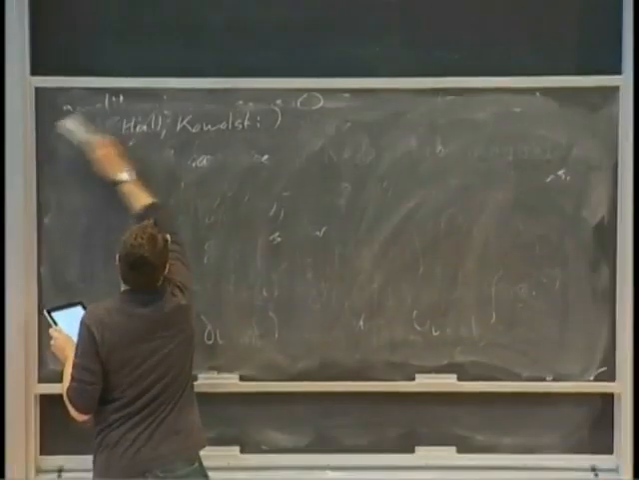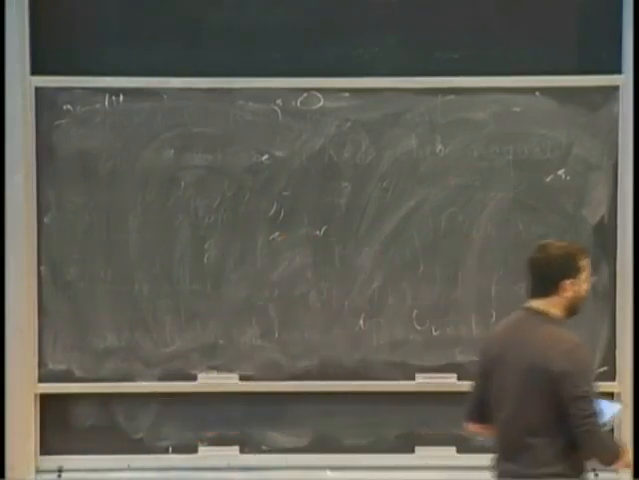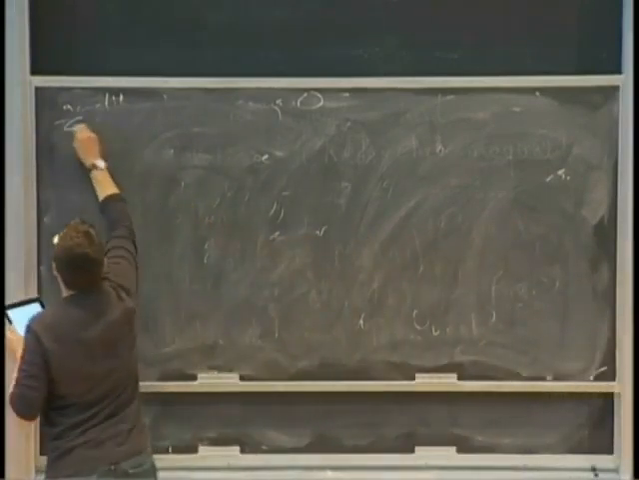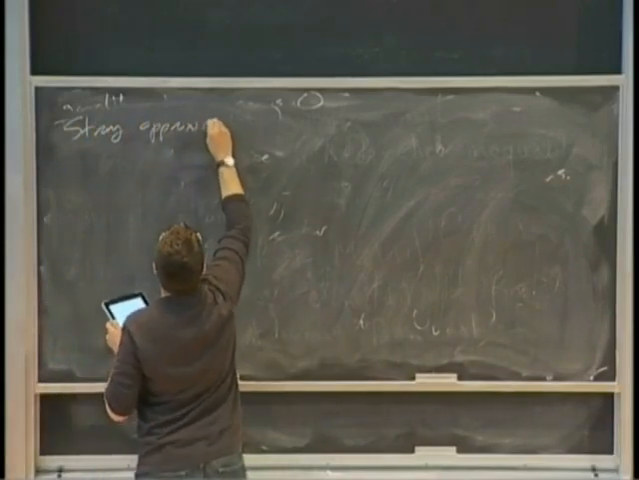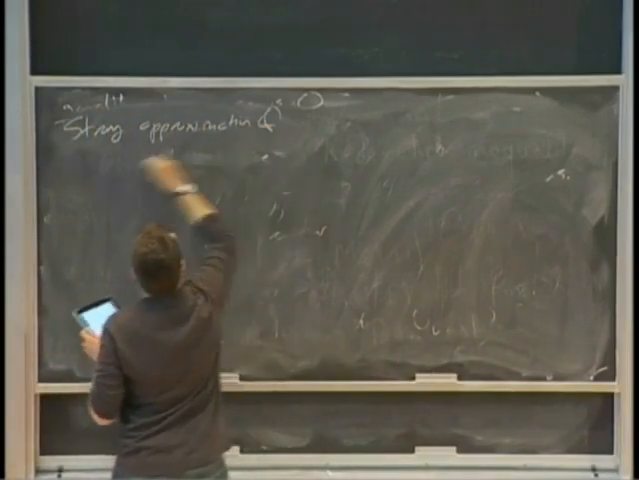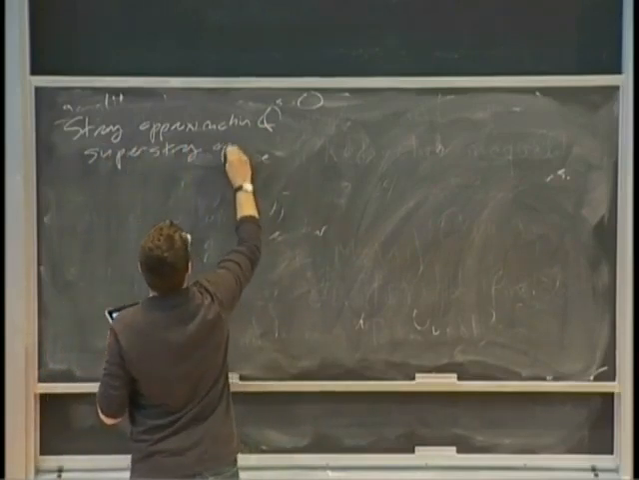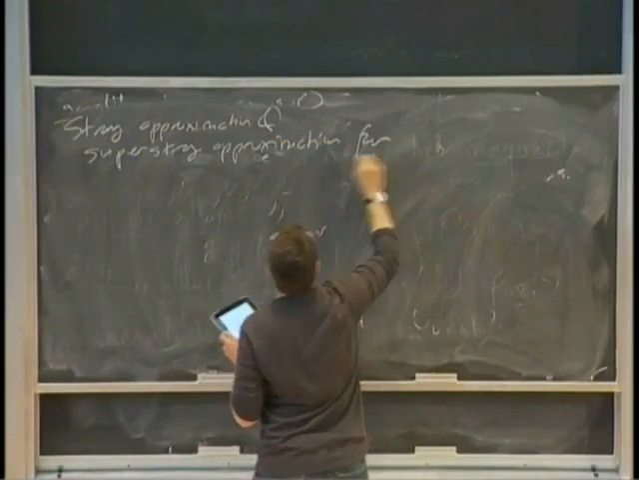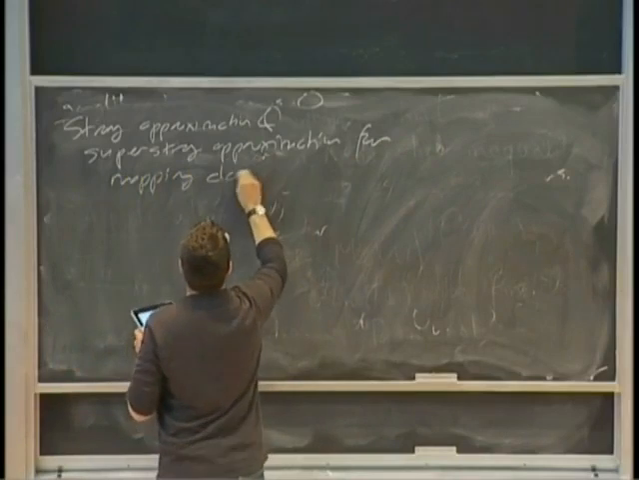So let me now be philosophical for a bit, but hopefully with some content, about what we should mean and what we should ask about strong approximation and super strong approximation for mapping class groups.